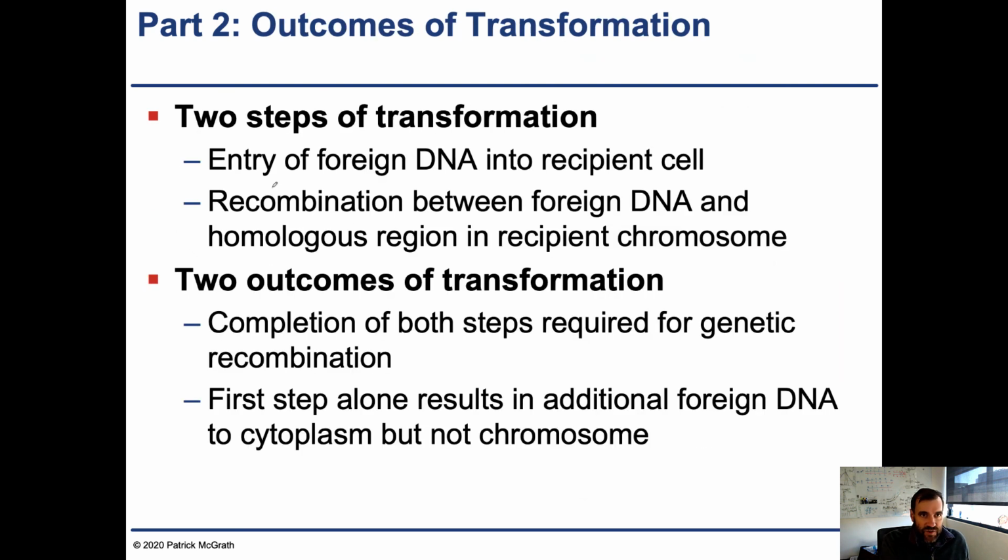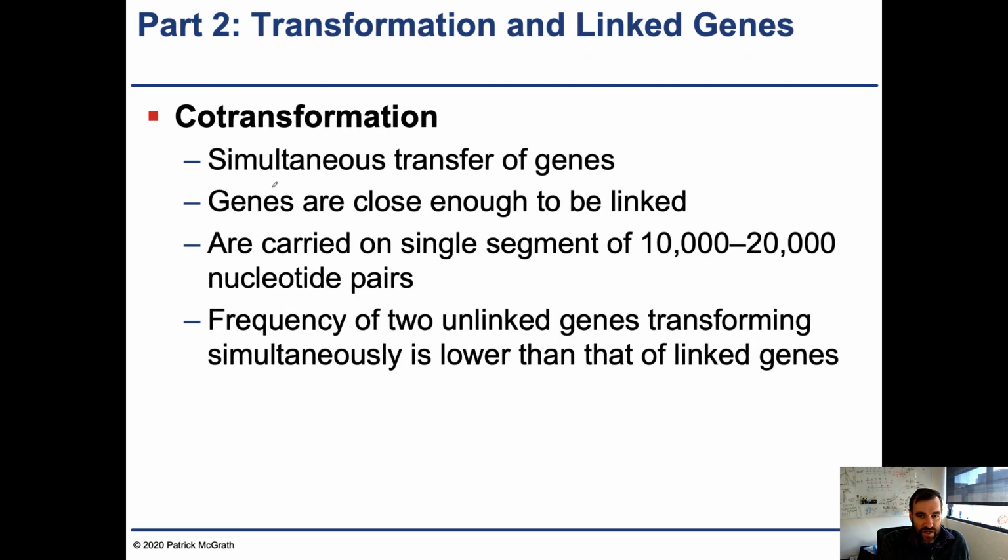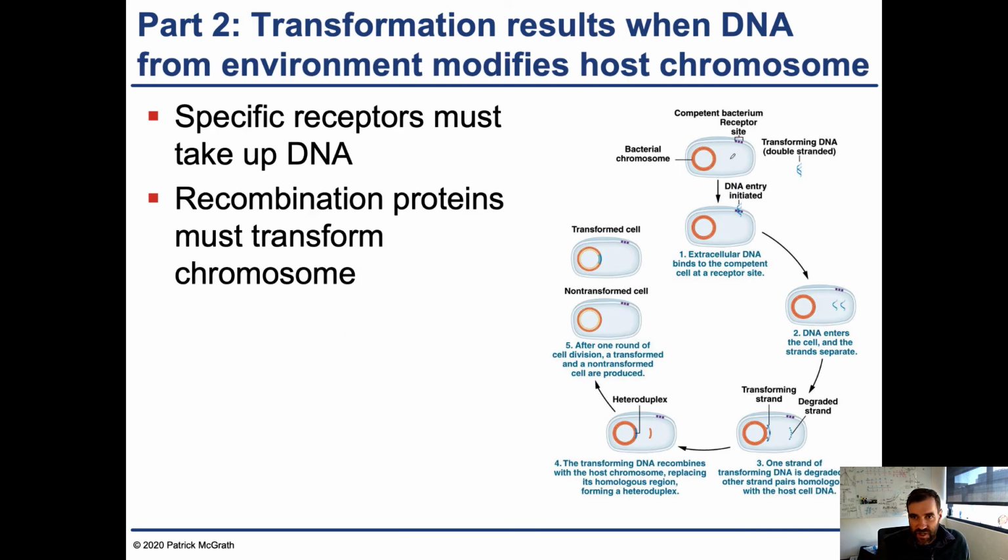And finally, I just want to cover transformation. So transformation is different, so now forget about conjugation, forget about the F factor, forget about the pili. But the idea is that you have a bacterial cell. This bacterial cell might lyse, and so what you end up having is pieces of DNA that come from this bacterial cell. And the recipient cell is actually able to import these pieces of DNA into the cell.